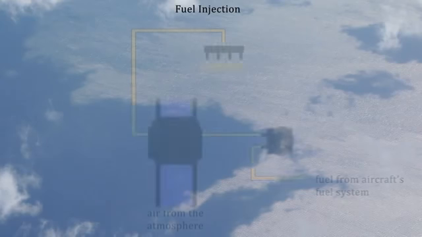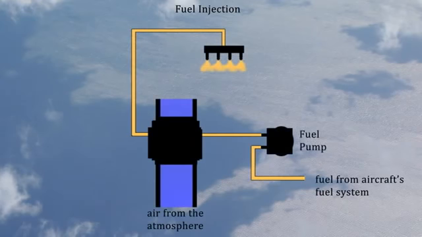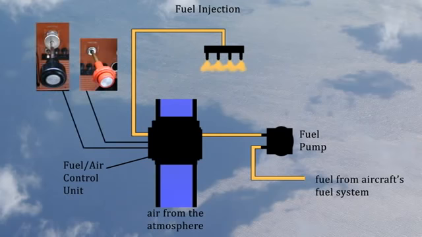A fuel injection system uses a fuel injection pump to supply fuel under pressure to a fuel-air control unit. This unit meters fuel and air to the engine according to the throttle and mixture control setting. The metered fuel then flows to a fuel flow divider, which splits the fuel equally among the cylinders.